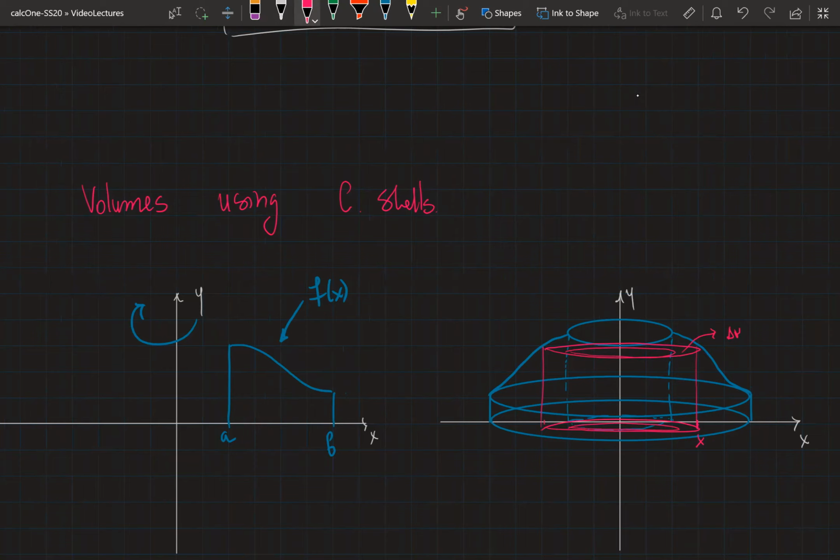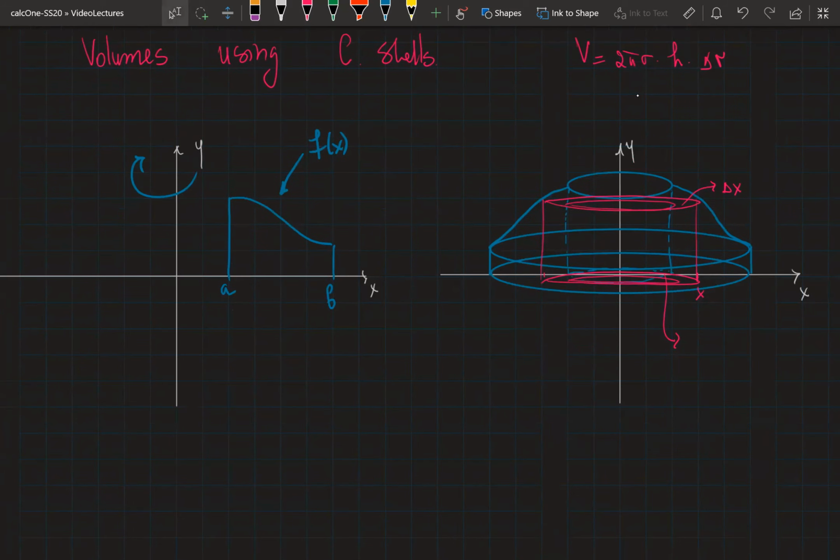So the volume of the cylindrical shell, if you remember the formula, was 2 pi r multiplied by h multiplied by delta r. In our case, delta x. The volume of this red cylindrical shell is going to be equal to, so what's the radius of the cylindrical shell? The radius, until the middle of the cylindrical shell, is exactly this point, x. So the radius is actually equal to x.